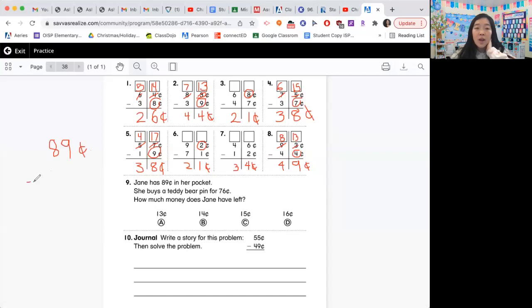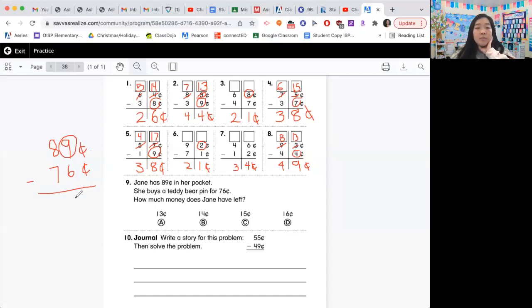Subtract. So what are we going to subtract? 89 minus 76. Very good. So we're going to start. What are we going to subtract first, the tens place or the ones place? The ones place. So which number is bigger? Is 9 bigger or is 6 bigger? 9.